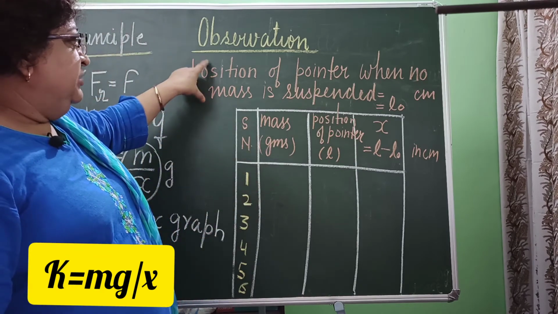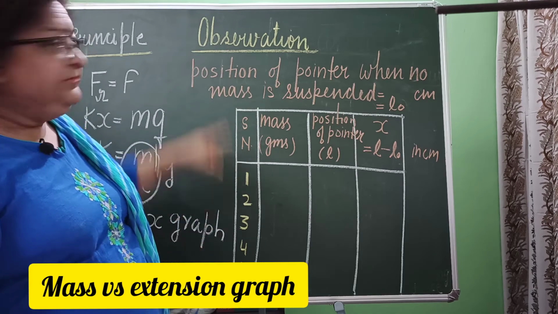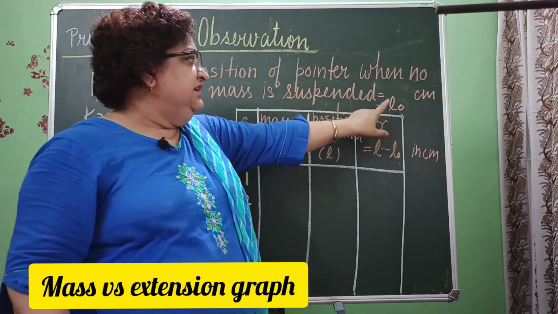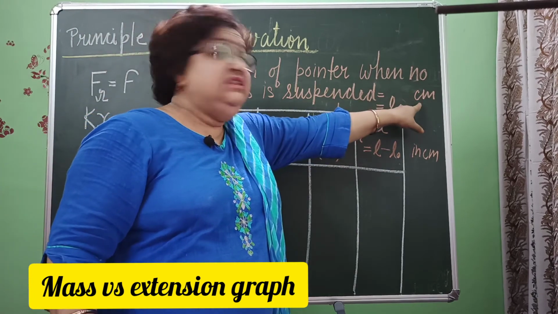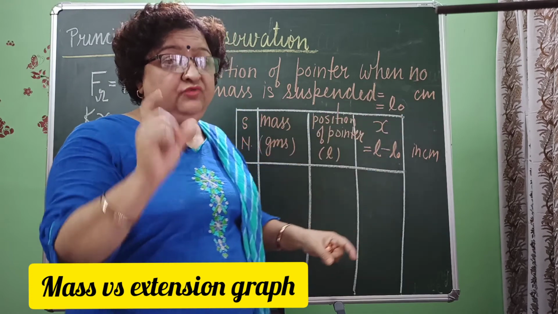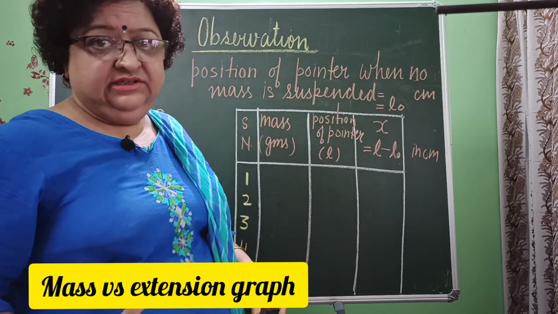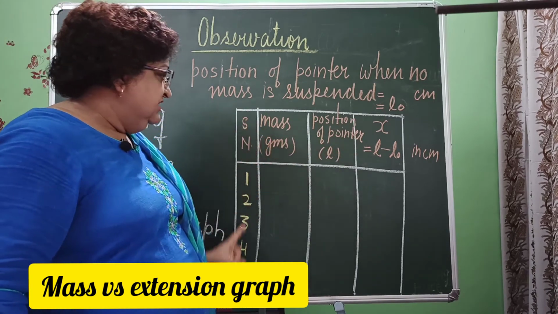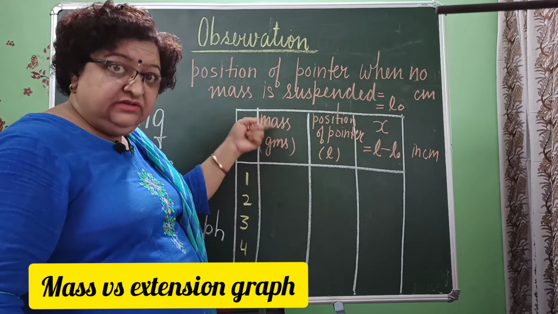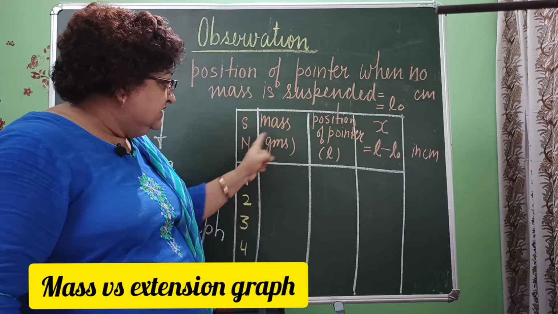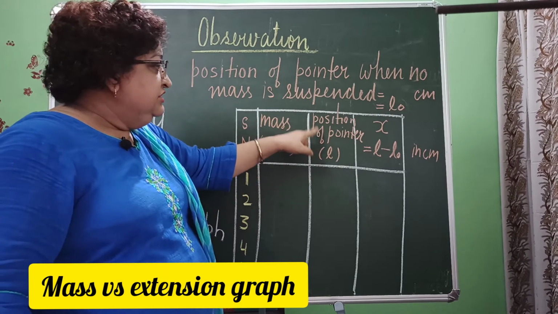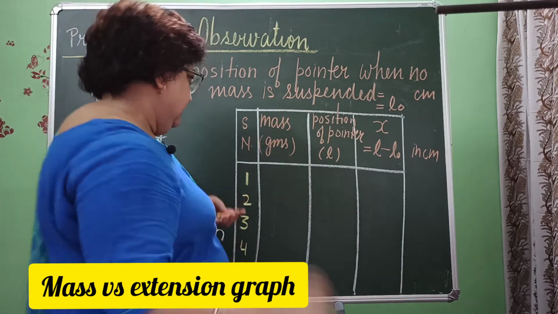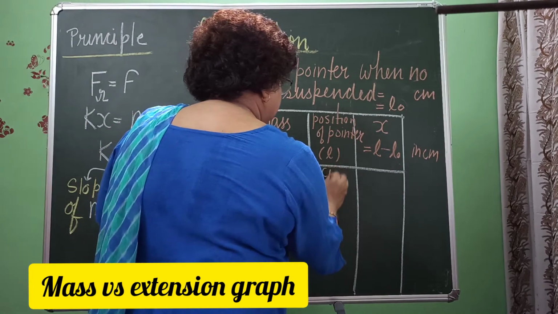So the first point, before we write the observation table: the position of the pointer when no mass is suspended with the spring, we will represent it with L0 and write here the value with the centimeter unit. Don't forget writing the unit, your marks will be deducted. Then make 4 columns. One is for serial number, the second, just observe it, mass in grams. This is compulsory. Then the position of the pointer when that mass is suspended, in centimeters. Here you write in centimeters.